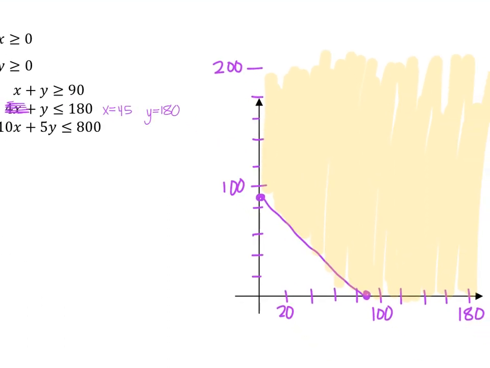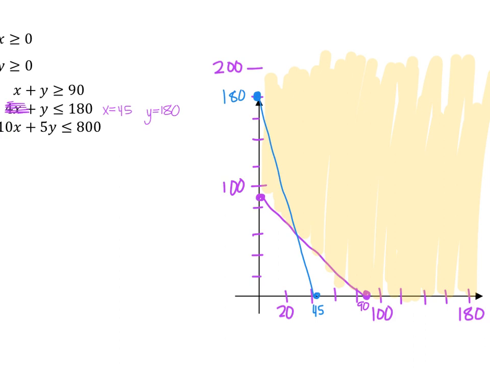I'm going to do that in a different color. I'm going to connect 45 on the x-axis, so I better label that as 45, and probably label this one as 90. And then I'm connecting that to 180, which is way up here. And those two things intersect. And I look at the region of the inequality for that one. And this one is a less than. So it has to be less than the blue line, but greater than the purple line.